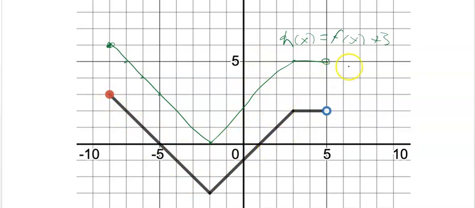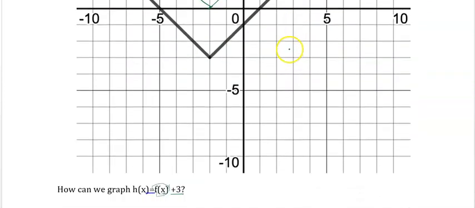So when you add or subtract a number from a function to make a new function, you change the graph by moving it up or down. If the number is added, you move it up. If the number is subtracted, you move it down.